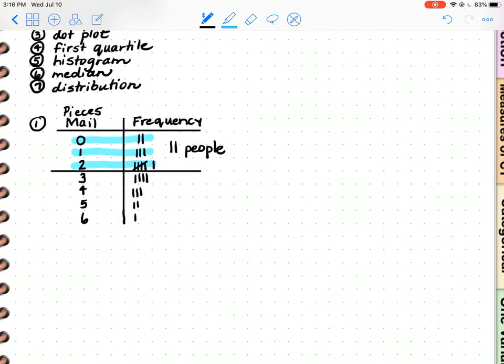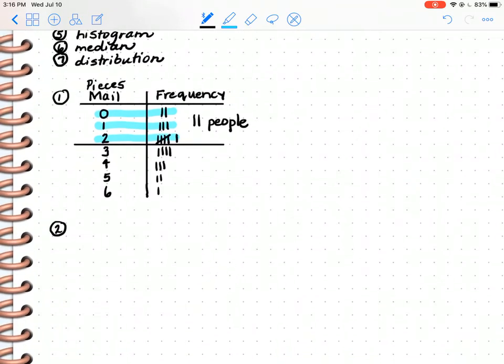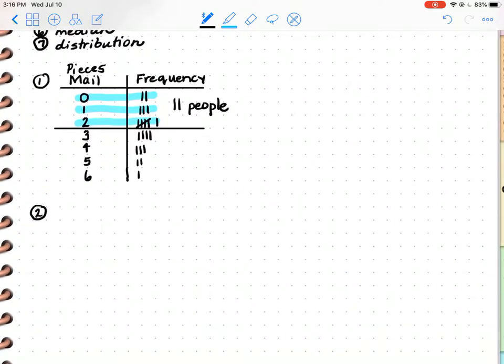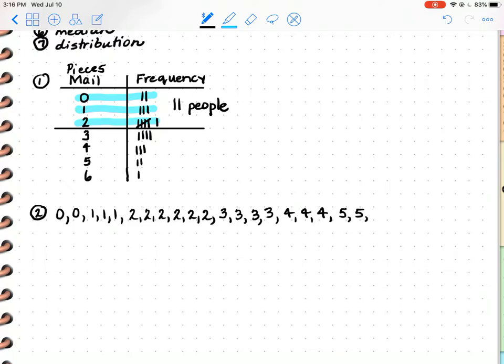Okay, number 2, it says, what is the median of the data? Well, you can do this several ways. I'm going to show you the surefire way. You need to list your frequencies. So 2 people said 0, 3 people said 1, 6 people said 2, 4 3s, 3 4s, 2 5s, and a 6.